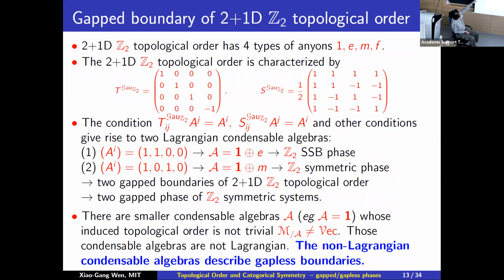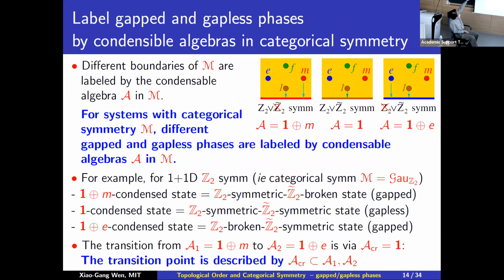You can see we have this E condensed here. That is, we have a symmetry breaking state. M condensed, we have a symmetric state. Then we have a situation where only one condensed. Actually, one is another condensed algebra. This one is legal. And this one condensed boundary, this one is not Lagrangian. So this boundary is gapless. And this gapless state happens to be the critical point between these two gapped phases.